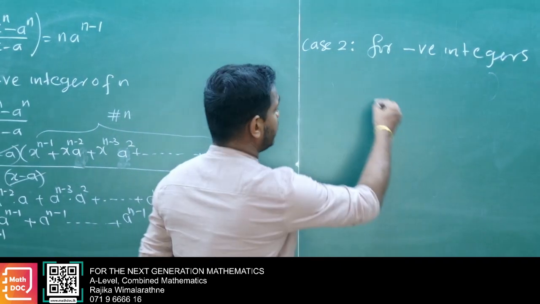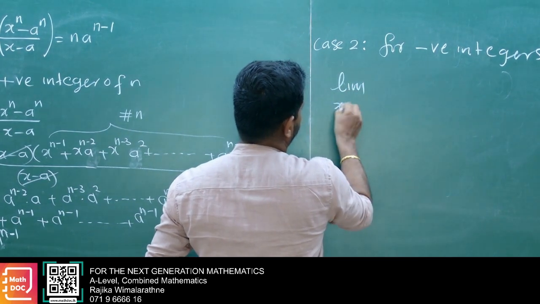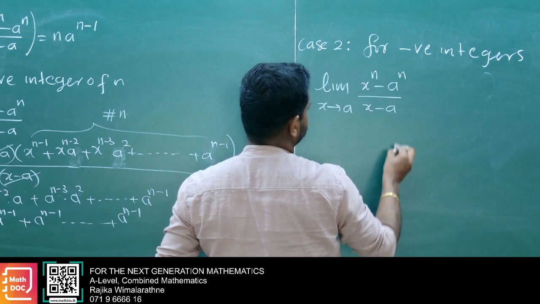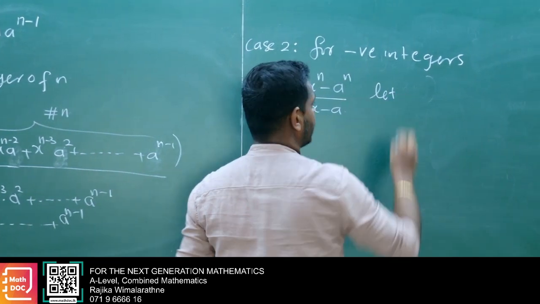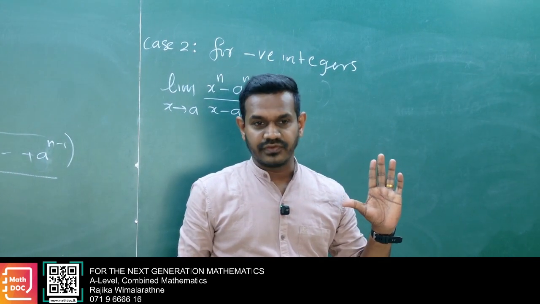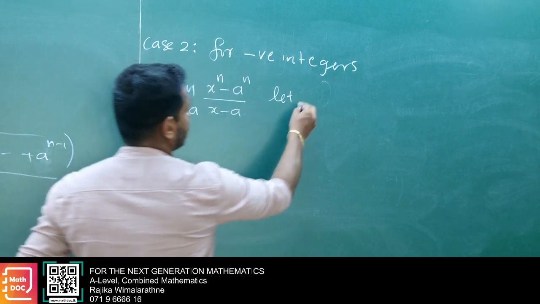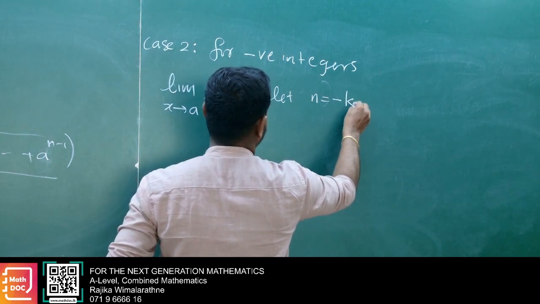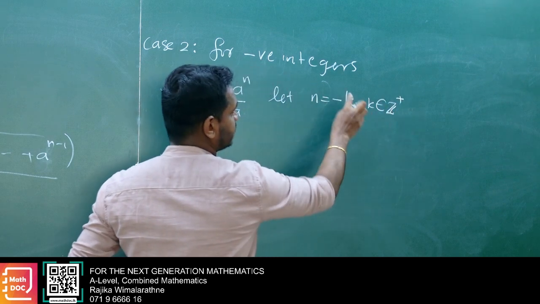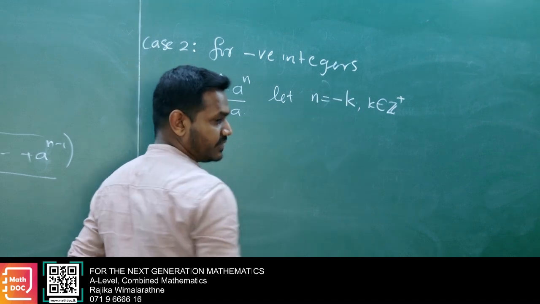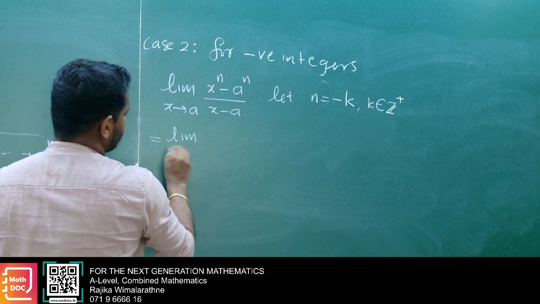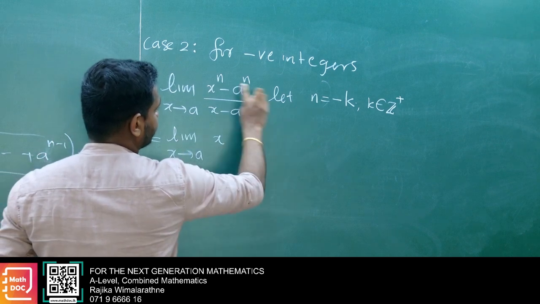Now, limit x goes to a, x to the power n minus a to the power n divided by x minus a. Now we know here n is a negative integer, no? n is a negative integer. Then n negative integer means you take the value of n equal to minus k, say k a positive integer. When k is a positive integer, k times minus 1 means a negative integer value, no? Negative integer. Then limit x goes to a, instead of n put minus k.